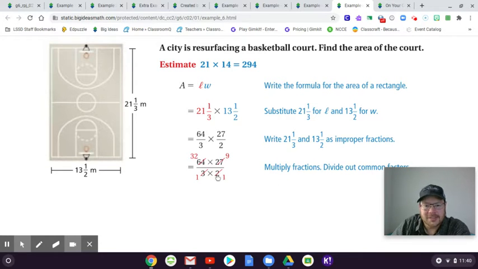All right, the 64 and the 2 can be divided by 2. The 27 and the 3 can each be divided by 3. So you're left with 32 times 9 over 1, or 288.